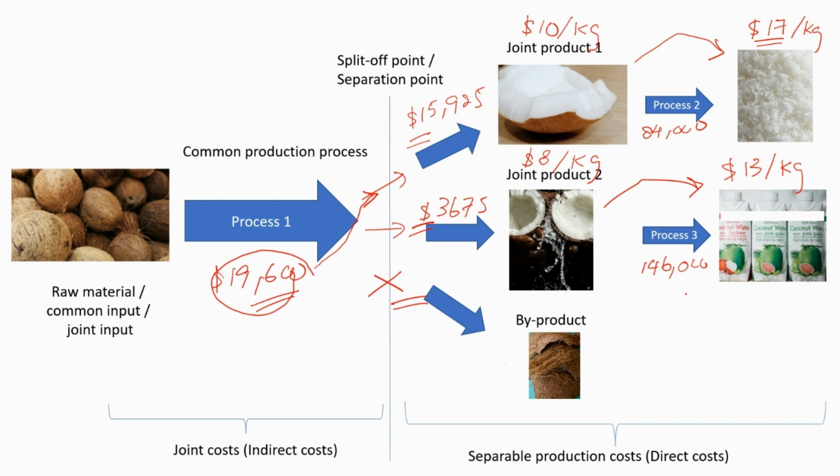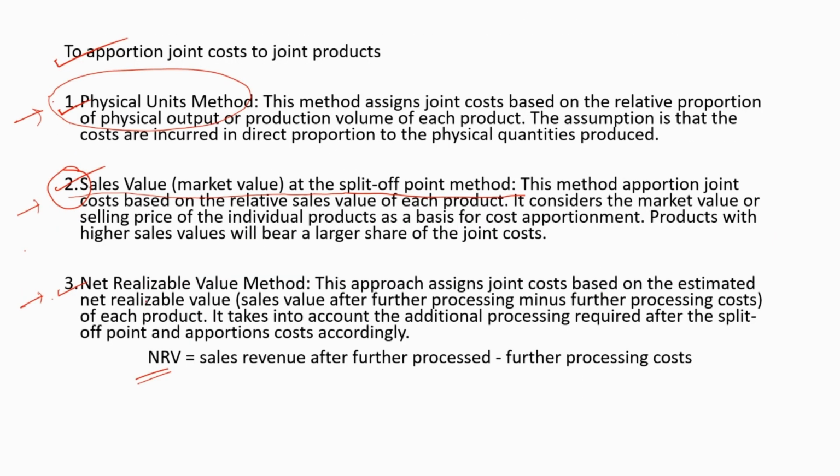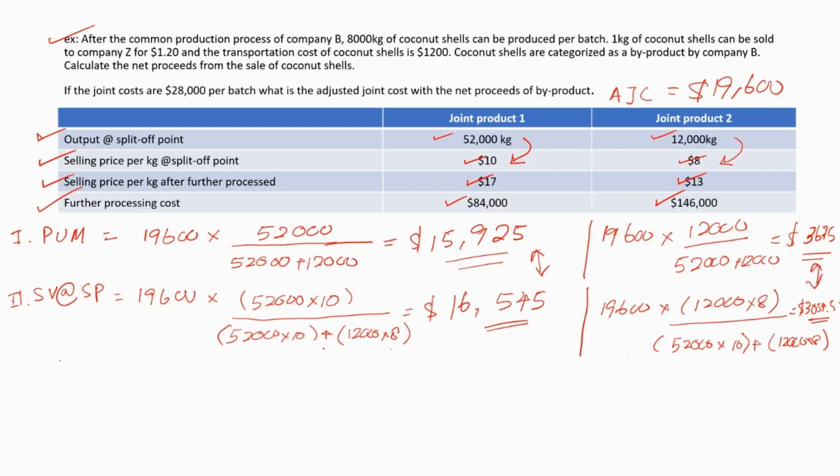So now what we have to do is we have to go for the third method, which is the net realizable value method. Net realizable value can be calculated by using this formula, which is equal to sales revenue after further processed minus further processing costs. So first of all, let's calculate the net realizable value for joint product 1 and joint product 2. For joint product 1, it is equal to 52,000 multiplied by 70. This is the sales revenue after further processed minus further processing cost, which is 84,000.